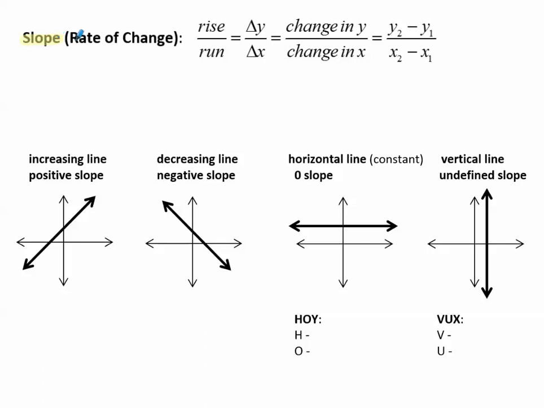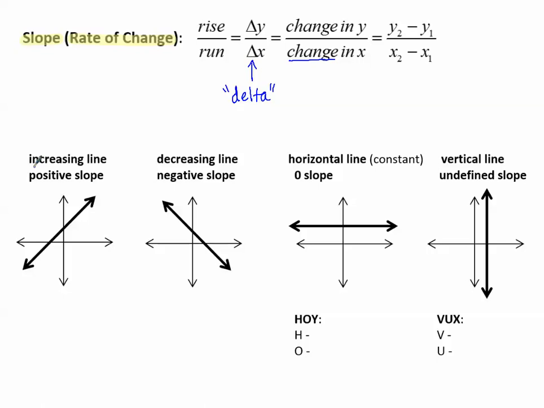Another way to describe slope is rate of change. Remember that slope is the rise over the run, also known as delta y over delta x. This is called delta. That's how we say it. And it means change. So slope is the change in y over the change in x. The slope formula is y sub 2 minus y sub 1 over x sub 2 minus x sub 1, because the change is found by subtracting the y values and the x values.